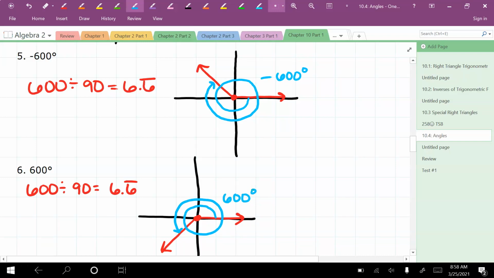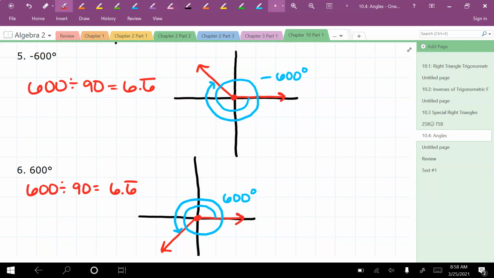Like I said, if you're doing divided by 360 instead, 600 divided by 360 is 1.6. So you make a full rotation, and then you do 2/3 of another full rotation. So you'll have to think about what that looks like. That's why I divide by 90, because that tells me how many quadrants I have to pass through. Okay? All right, you feel okay about drawing those types of angles?